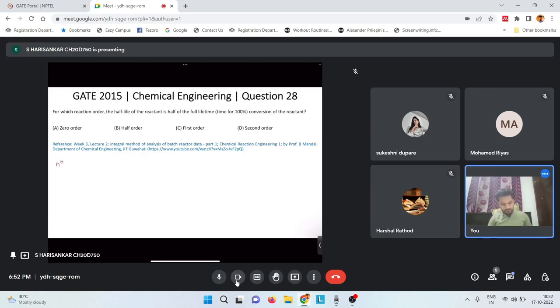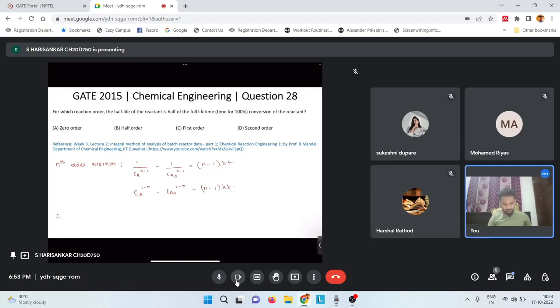So for nth order reaction, the general equation is 1 by Ca raised to n minus 1 minus 1 by Ca0 raised to n minus 1 is equal to n minus 1 into Kt. Or we can write this as Ca raised to 1 minus n minus Ca0 raised to 1 minus n is equal to n minus 1 Kt. Now, there are two cases we'll have to take here.